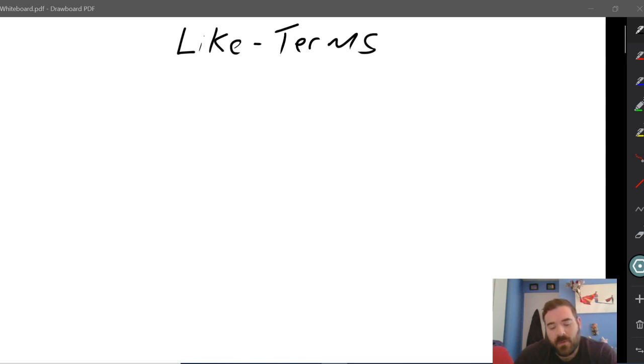So today I want to talk about like terms. We're going to do an introduction to like terms. We're going to talk about how we deal with like terms, adding, subtracting, and multiplying, and how we're going to use them when dealing with 1, 2, and multi-step equations.